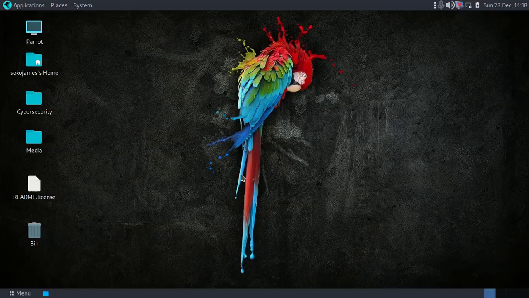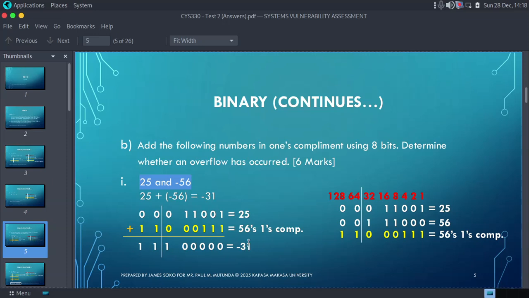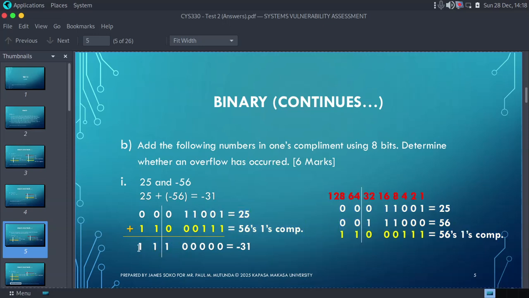So let's just verify if that is correct. So you can see, I won't go through these steps again. I'll just highlight the final answer. You can see that, okay, truly we have 3 1's, then the rest are zeros.